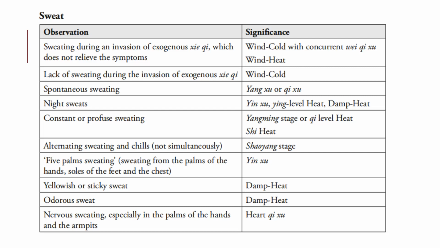Constant or profuse sweating would mean Yang Ming stage or qi level heat or excess heat. Alternating sweating and chills, not simultaneously, is Shaoyang stage. Five-palm sweating, sweating from the palms of the hands, soles of the feet, and the chest, is yin deficiency. Yellowish or sticky sweat is damp heat. Odorous sweat is damp heat. Nervous sweating, especially in the palms of the hands and the armpits, is heart qi deficiency.